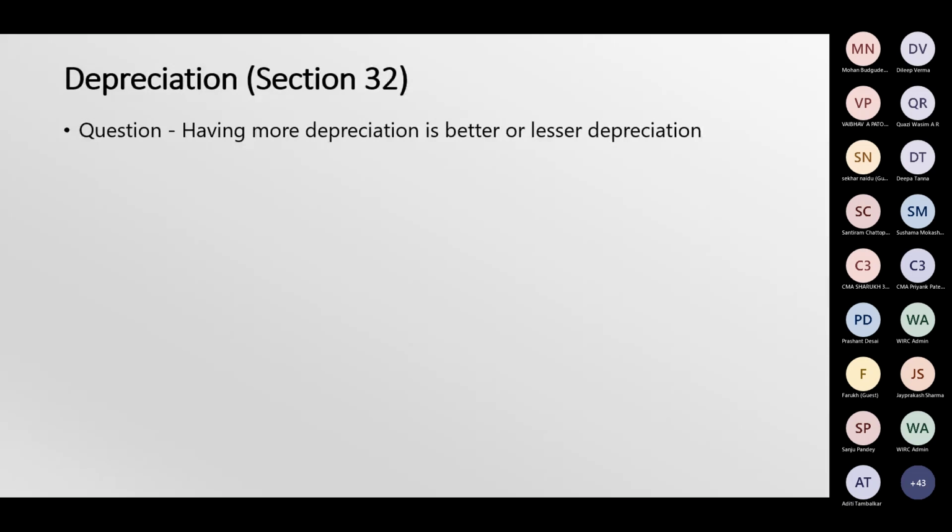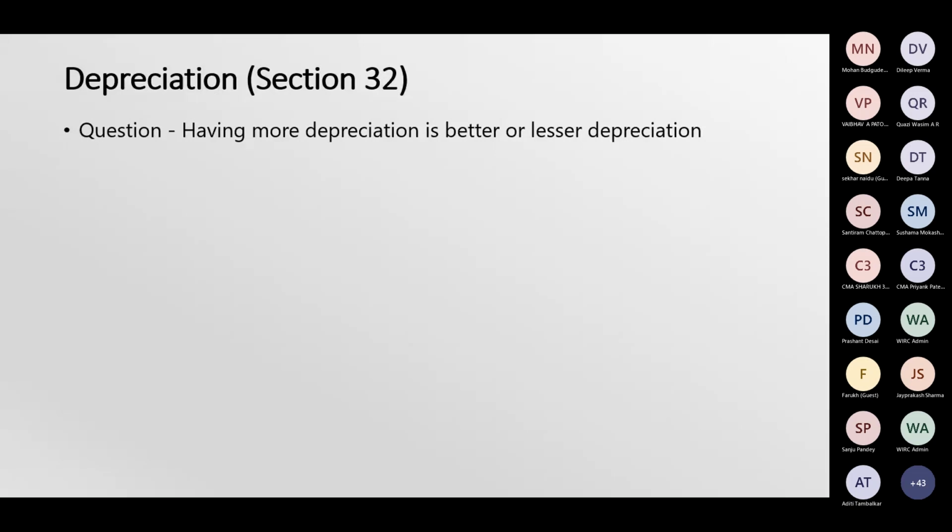So one can always take the stand that you can claim 35 2A, that is 32 2A. Let's not go into too much detail. I appreciate your answer, but the simple answer is, is having more depreciation better or is lower depreciation better? Having more depreciation is better because we are discussing income tax.